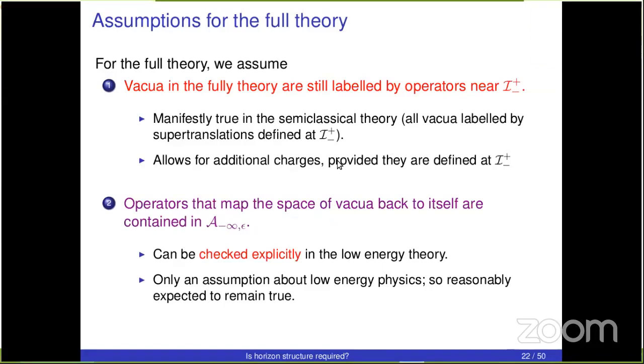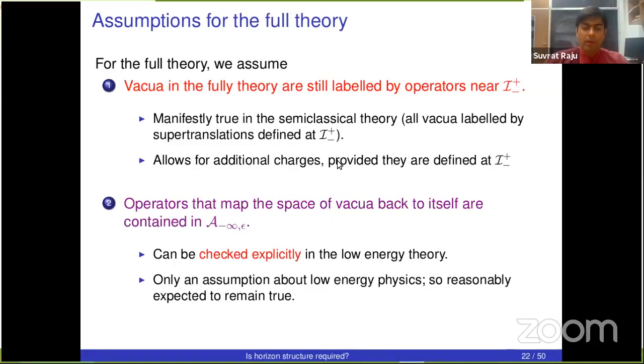Okay. The second assumption I need to make about the full theory is that the operators that map the space of vacua back to itself continue to be contained in this little algebra in the full theory. This is actually just an assumption that some operators that we know exist in the semi-classical theory continue to exist in the full theory. This assumption can be checked explicitly in the low energy theory. And just like the assumption above, it's manifestly an assumption about low energy physics.